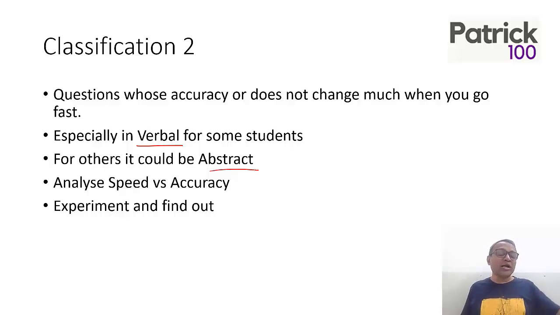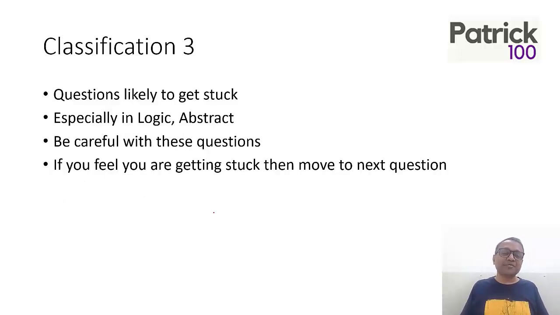Try it out. Take a few questions, go fast and see how the accuracy is. Go slow on the same questions and see how the accuracy is. If your accuracy changes a lot, then it makes sense to go slow. If it does not change a lot, then it makes sense to go fast and save your time. Here you analyze speed versus accuracy. Experiment and find out in which area your accuracy does not change when you go fast. Normally, as I said, that is verbal and abstract. In abstract, if you have the right strategy, it will help you save time.